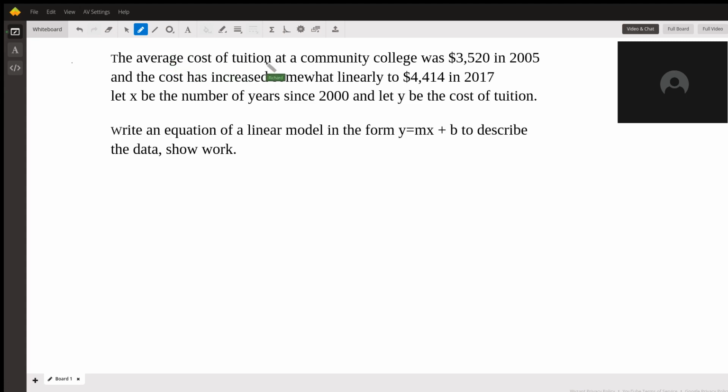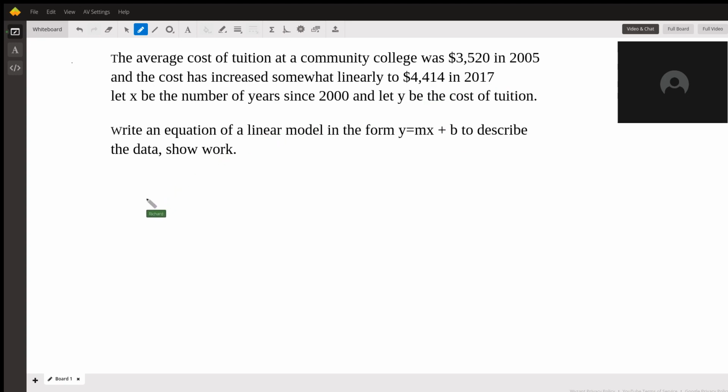Okay. So the cost of tuition was $3,520 in 2005, and the cost has increased linearly so that it becomes $4,414 in 2017. And so we want a linear equation, y equals mx plus b, so we need to come up with that to describe what's going on with college tuition.